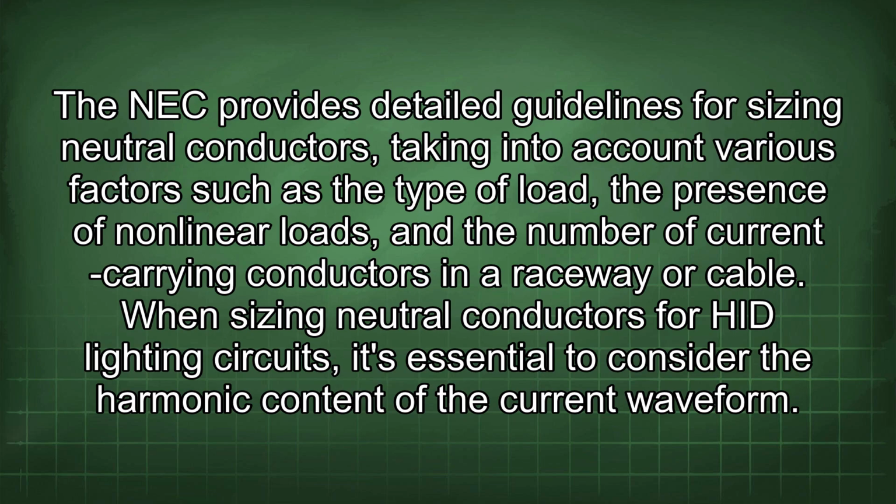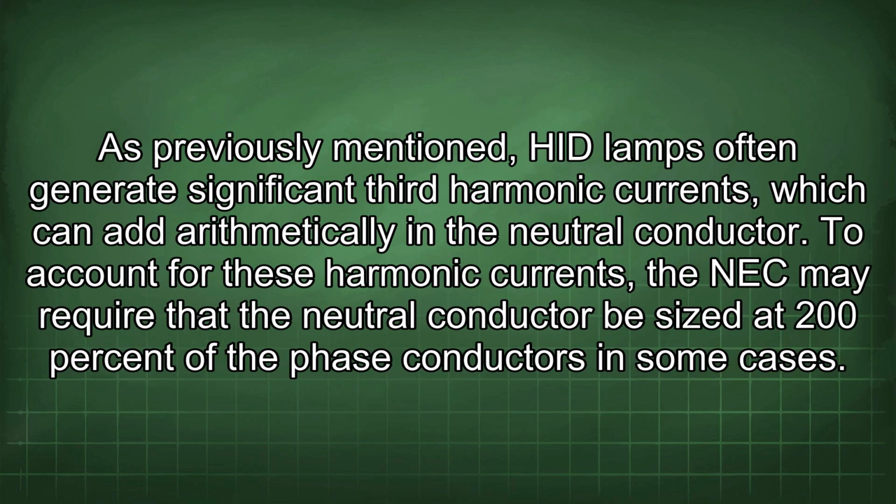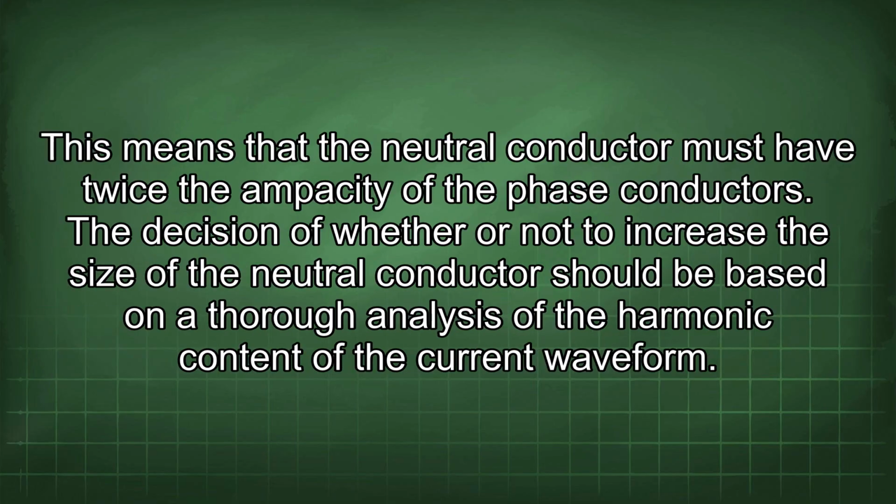When sizing neutral conductors for HID lighting circuits, it's essential to consider the harmonic content of the current waveform. As previously mentioned, HID lamps often generate significant third harmonic currents, which can add arithmetically in the neutral conductor. To account for these harmonic currents, the NEC may require that the neutral conductor be sized at 200% of the phase conductors in some cases. This means that the neutral conductor must have twice the ampacity of the phase conductors.